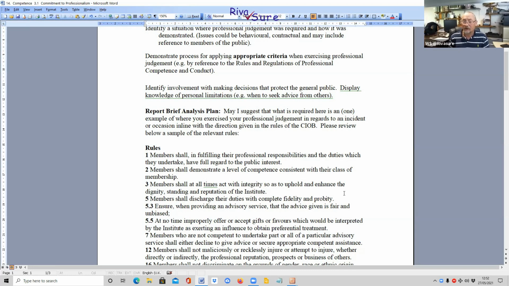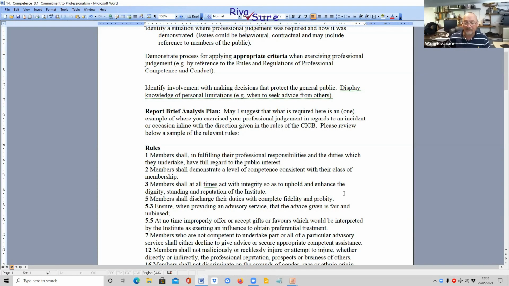Members shall discharge their duties with complete fidelity and probity, and ensure when providing an advisory service that the advice given is fair and unbiased. So that when we do reach out to those other professionals, we don't take the information at face value, but we have a responsibility to weigh that up, to see that the guidance and the advice that is given is in the best interest to achieve the required outcome with integrity.